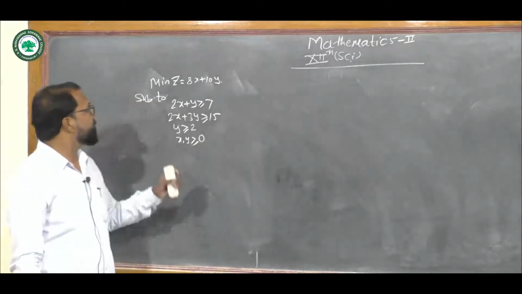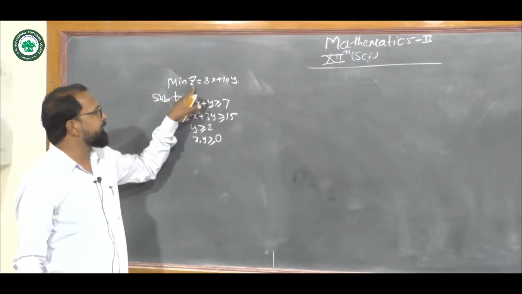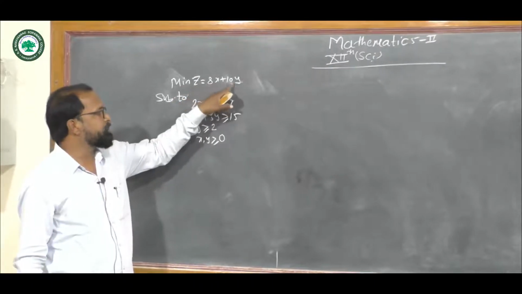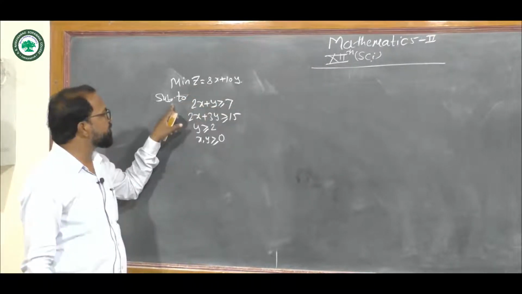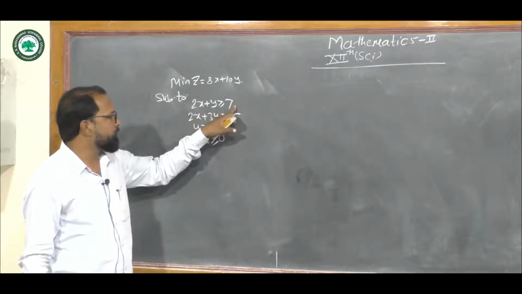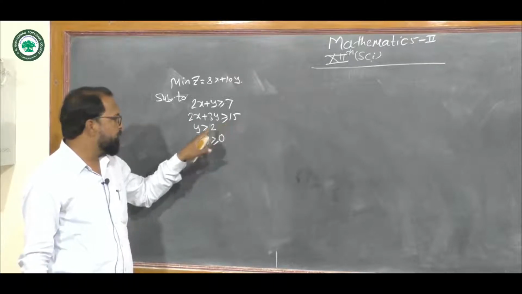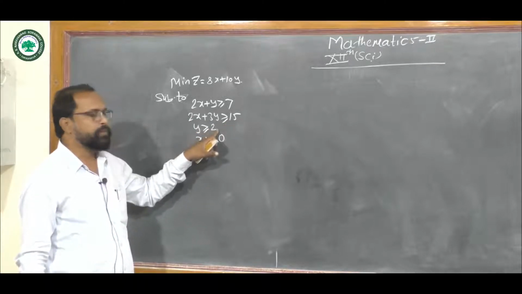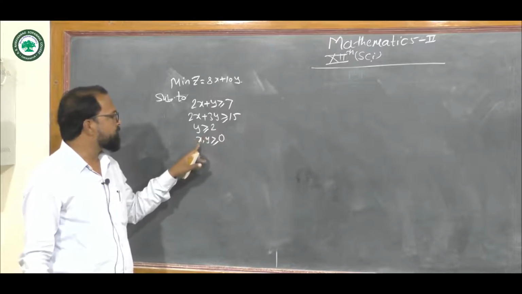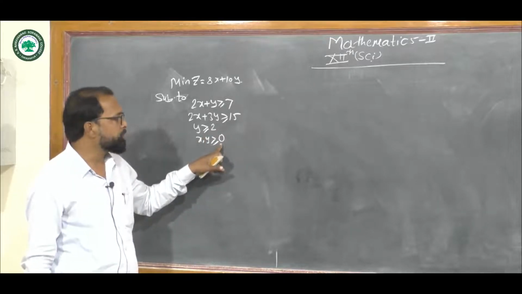Now consider the second example: minimize Z equals 8x plus 10y, subject to the constraints 2x plus y is greater than or equal to 7, 2x plus 3y is greater than or equal to 15, and y is greater than or equal to 2. And x comma y is greater than or equal to 0, which is the non-negative constraint.